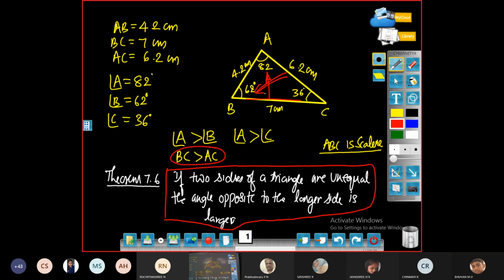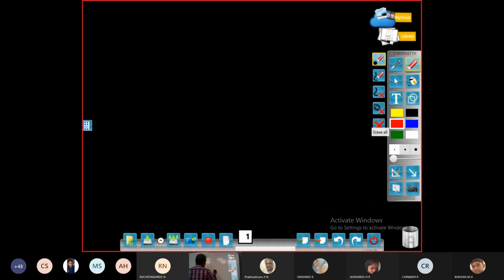Then the converse of this same statement. See, two sides we have taken here. Suppose I take two angles which are unequal, the statement will be like this. You can write the statement like this. So that is theorem 7.7.